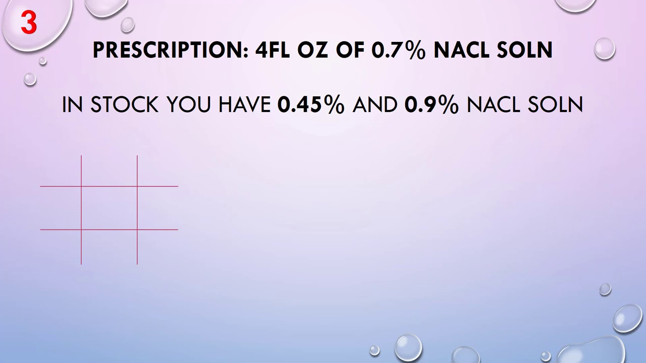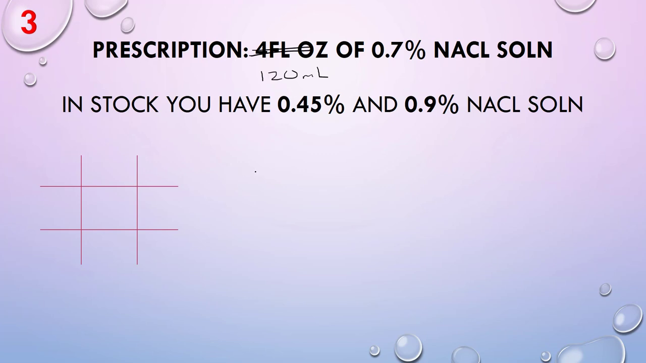All right, for our third problem here, we're given 4 fluid ounces. I would suggest that you go ahead and convert fluid ounces to milliliters. So instead of dealing with fluid ounces, how many milliliters is 4 fluid ounces? For every 1 fluid ounce, there's 30 milliliters, so 4 fluid ounces would be 120 milliliters. Make sure you know your conversions. So we have 120 milliliters of 0.7%, and that's what we need. That's our prescription. In stock, we have 0.45% and 0.9%.